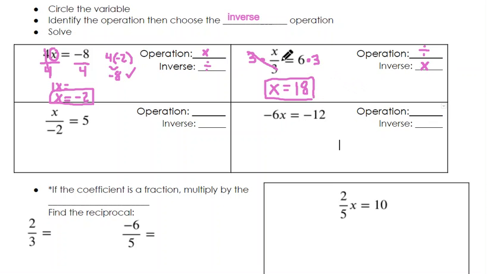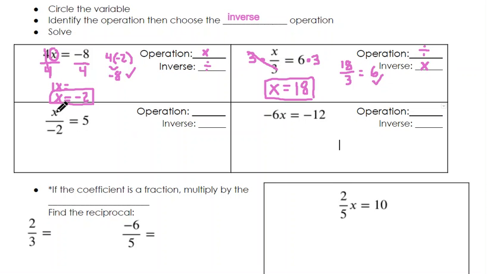And once again, I could plug this in and check my work right away. So it says x divided by 3, so I'm going to plug in 18 for x. 18 divided by 3 gives me 6, which is what they wanted it to equal, so I know I got it right.